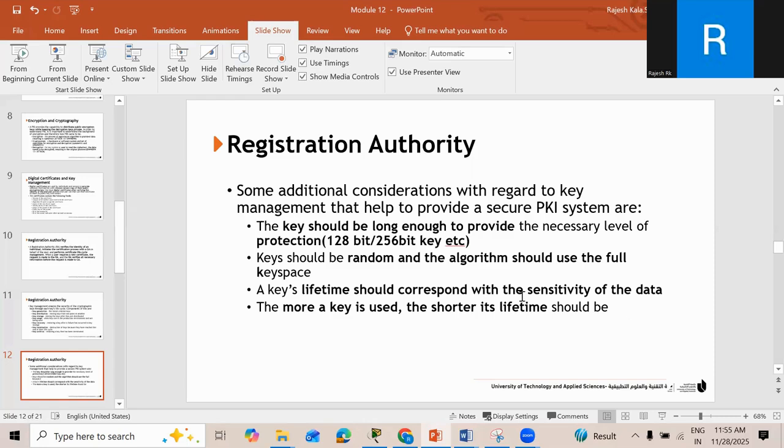Lifetime is connected to the sensitivity of the data. So what about the key's lifetime? How long can you use it? If the key is used more number of times, its lifetime should be shorter.